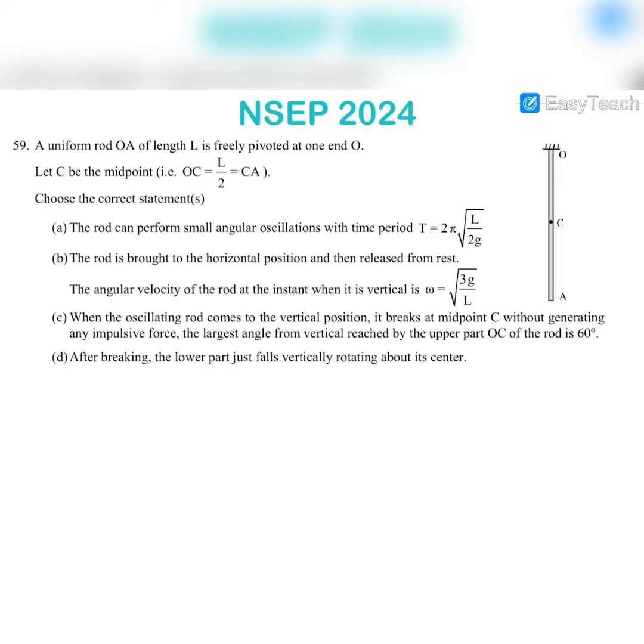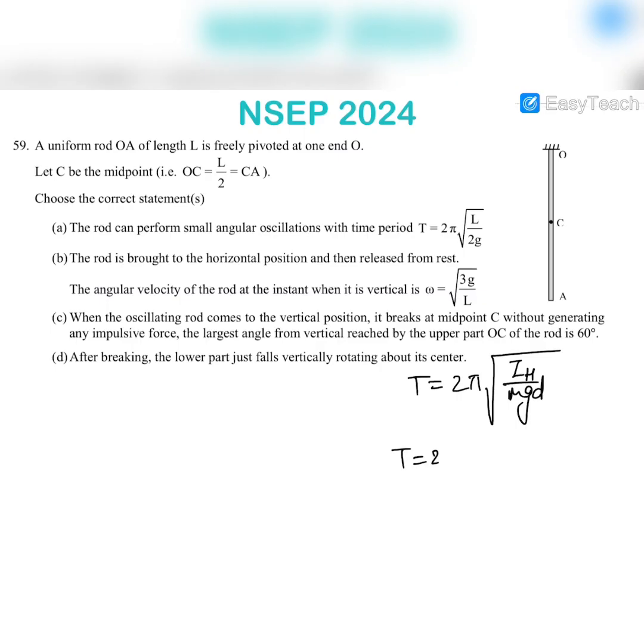In this question, you can see that there is a uniform rod OA of length L, which is pivoted at this end O. C is the midpoint of this rod, and we have to choose the correct options. First of all, we have to find out the time period of small angular oscillations of this rod. We know that it is a compound pendulum, and in the compound pendulum the time period is 2 pi under root I about hinge by mgd, where d is the distance between COM and hinge.